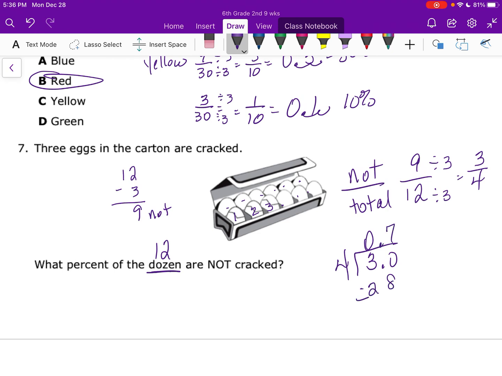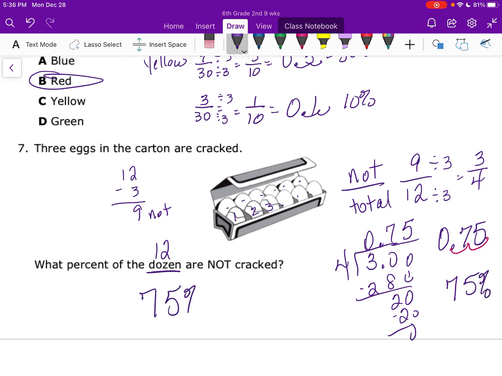It's 28. Subtract, we get 2. Bring down our 0. 5. So it's 0.75. And then we move it. And 75%. So 75% are not cracked.